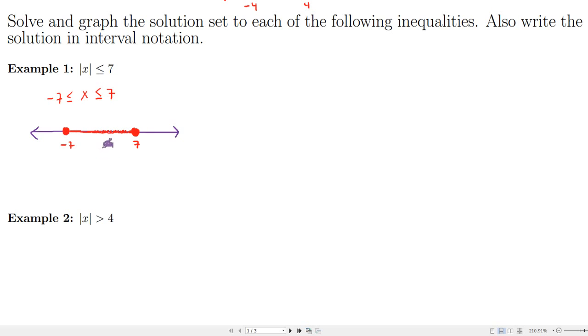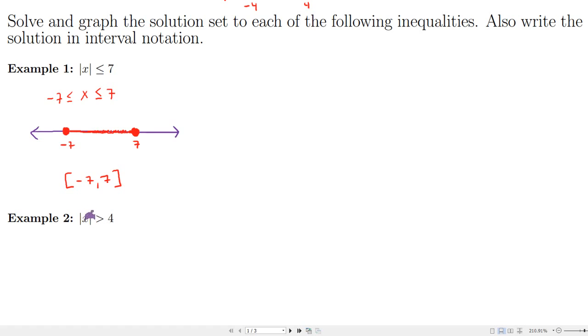Okay, so if you're ever worried, just pick something that you think is a possible solution. So for example, isn't 0 between these two? Well, absolute value of 0 is definitely in here. Okay, now what's the interval notation? Well, the graph will help us out there. So we can convert this to the interval from -7 to 7, and we'll put the square brackets there because we're including those values.